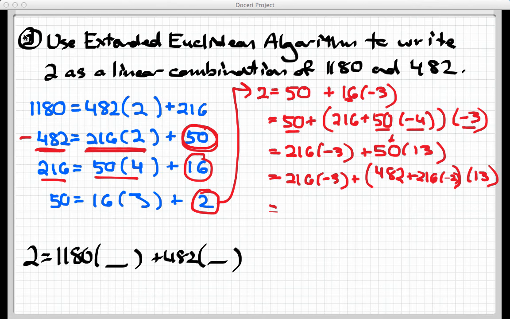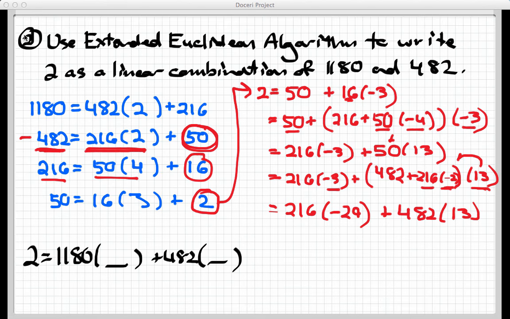Now let's check things out here. I have 216 times negative 3, and I also have 216 times negative 2 times 13. So how many 216s is that in all? Well, I had negative 3 right here, and I'm going to have negative 26 right here. So this is a total of negative 29 times 216. And the 482 is also going to be multiplied by 13 once I distribute this 13 through the group. So you can stop right here and check that this side right here does actually equal 2.